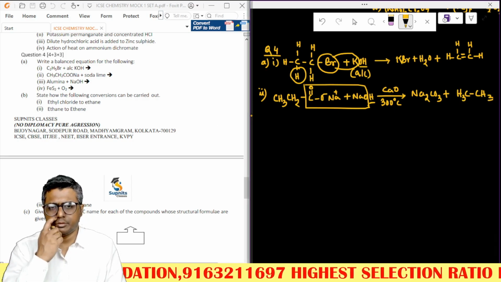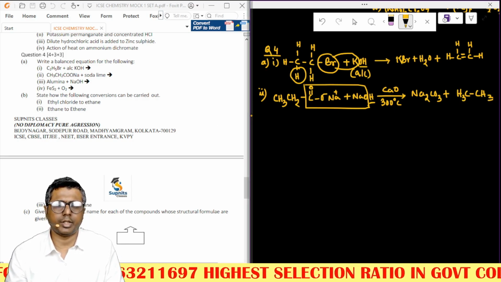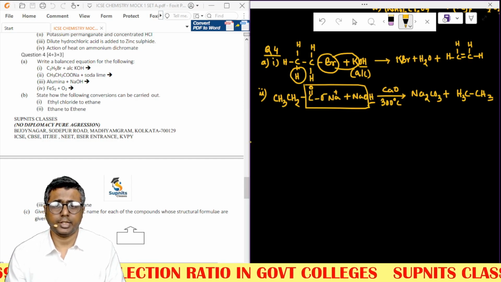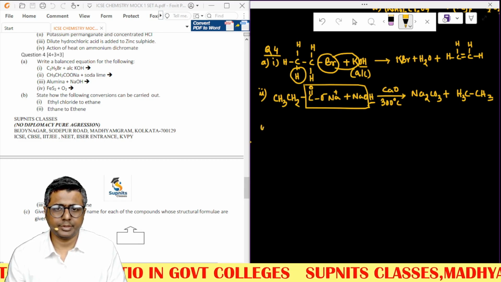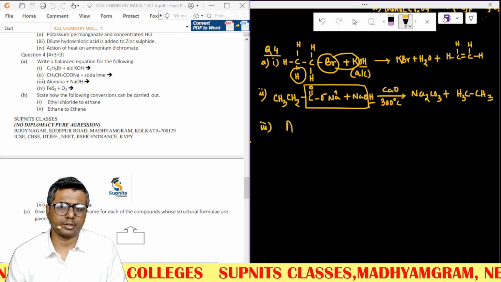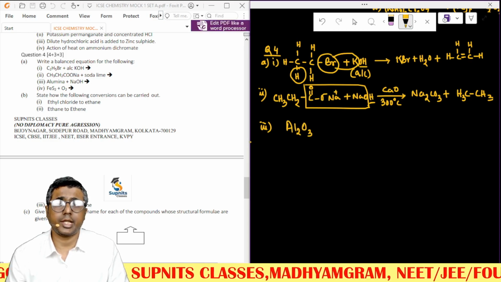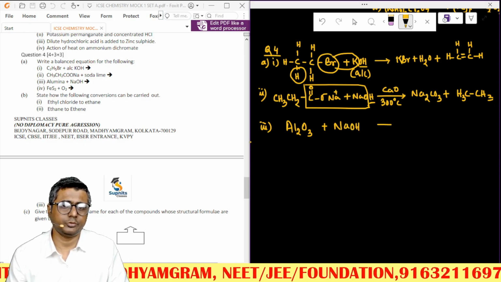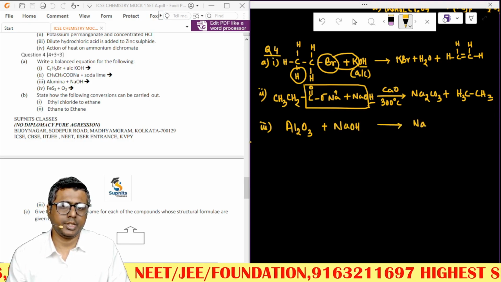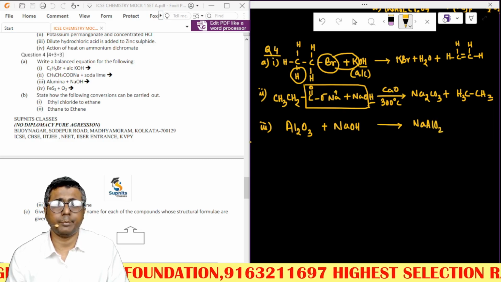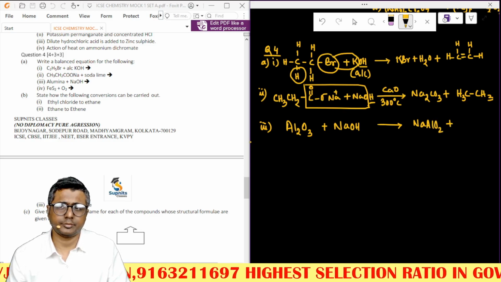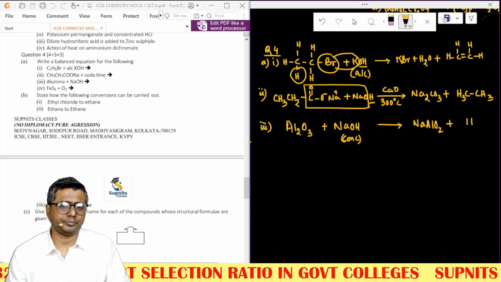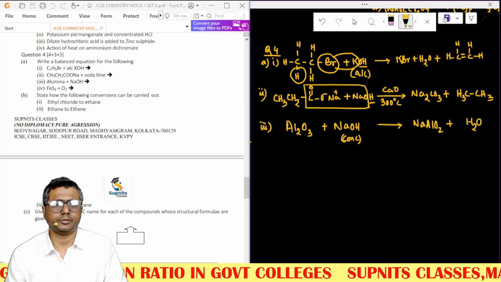This reaction also, if you do writing all the carbon bonds like the one I have done above, is the best for you at this stage of your educational career. Number 3, alumina. What is alumina? Alumina is Al2O3. It is an amphoteric oxide, NaOH. This will give you NaAlO2, that is sodium metaaluminate, plus this has to be concentrated NaOH, water. That's it.